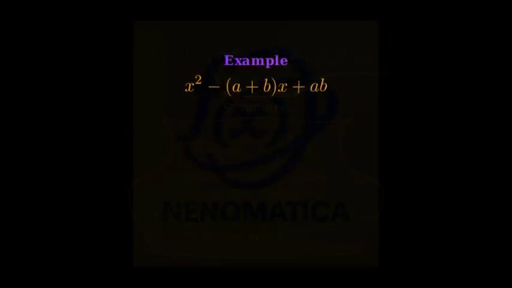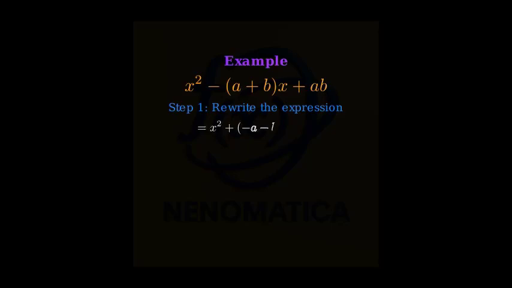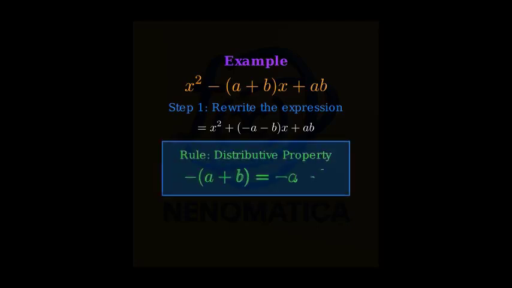We're going to factorize the expression x squared minus the quantity a plus b times x plus ab. Let's first understand what this means. Let's start by rewriting our expression to make it clearer. x squared minus the quantity a plus b times x plus ab can be rewritten as x squared plus negative a plus negative b times x plus ab. We're using the distributive property to expand negative a plus b times x.